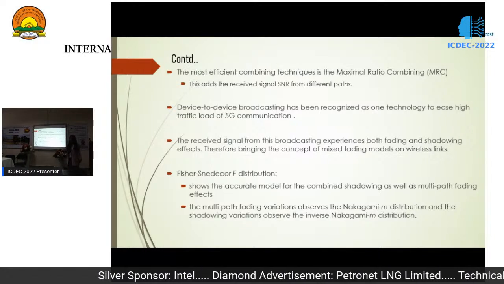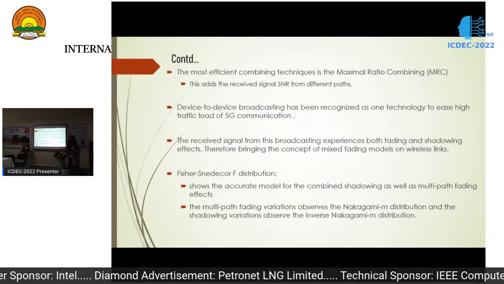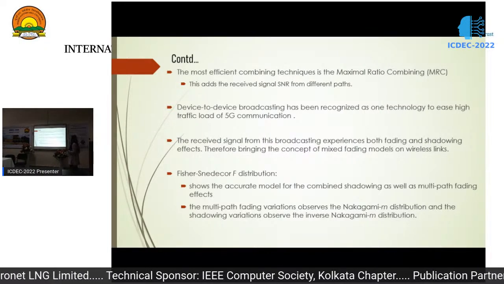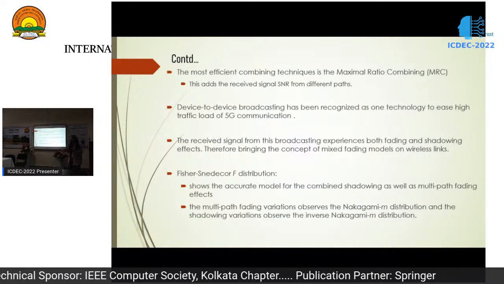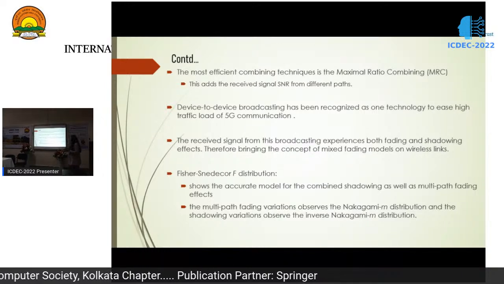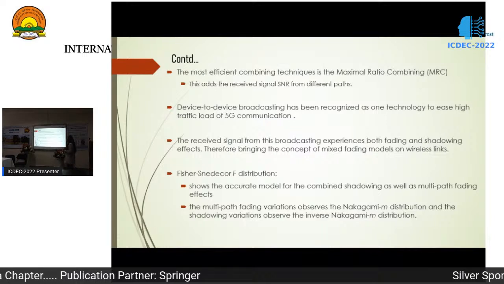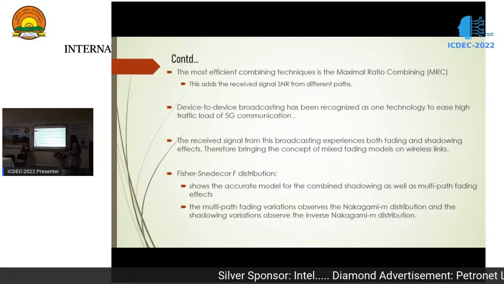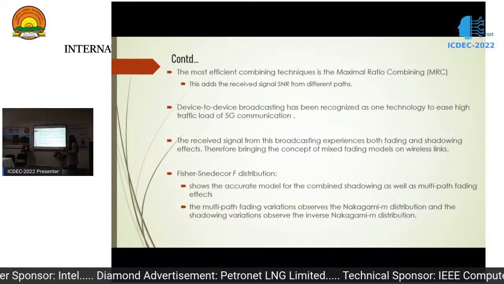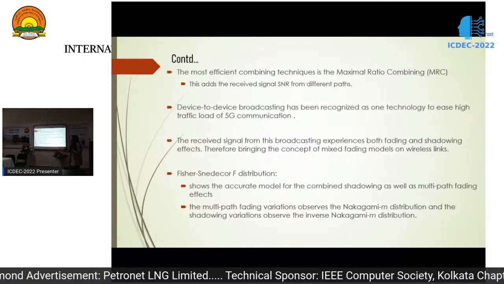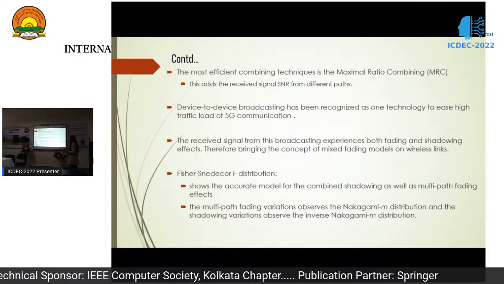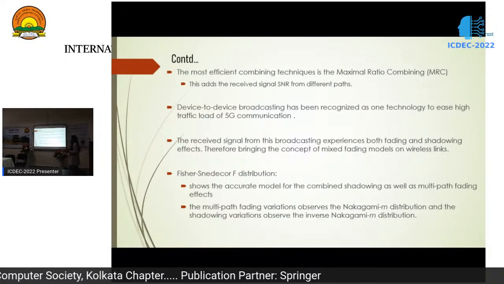At the destination, the received signals need to be combined, and the technique used here is maximal ratio combining, which is the most efficient technique. It adds the SNR of the signals received from all the different paths. Now, fading always occurs in any type of communication. In 5G communication, because of the high data rate, there is also a very high traffic load. So one type of broadcasting that we have used here is device-to-device broadcasting, where the received signals experience both fading as well as shadowing effects.